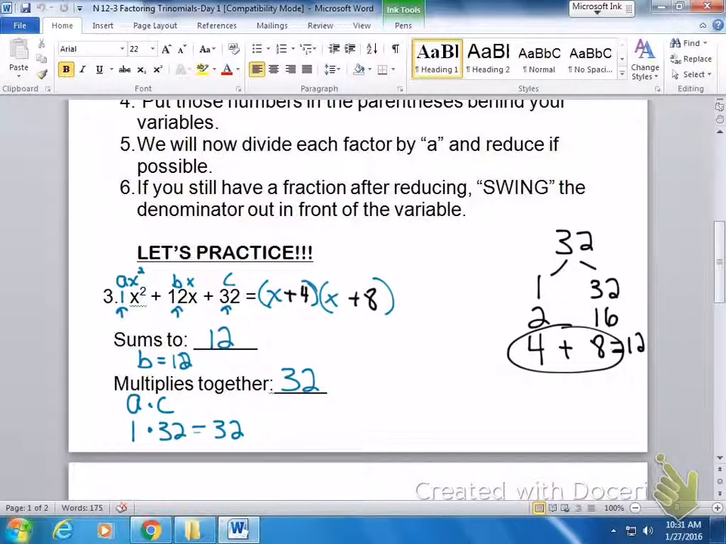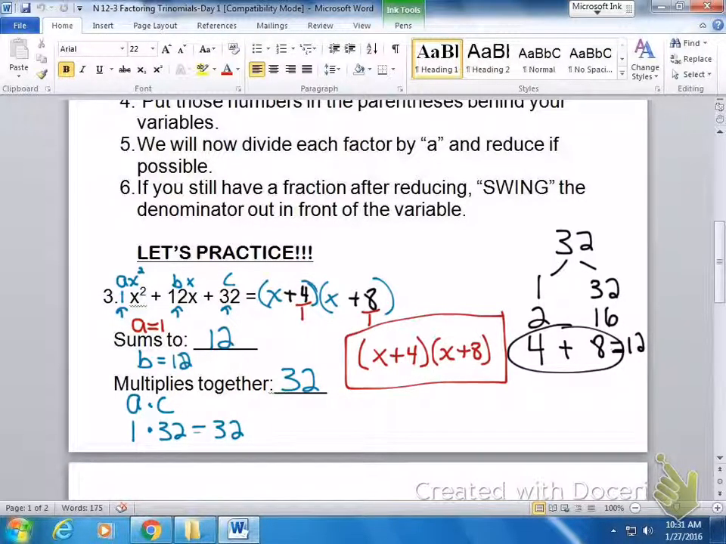We're almost finished. It says we will now divide each factor by a and reduce it if possible. Well, guys, I know that a equals 1, so I'm going to divide both of these by 1, and I'm going to simplify and see what happens. Now I have x plus 4 over 1. Well, 4 divided by 1 is just 4, so that doesn't change anything. I get x plus 4. Now I have the x plus 8 divided by 1, but again, 8 divided by 1 doesn't change, so I have x plus 8. So that is our answer.